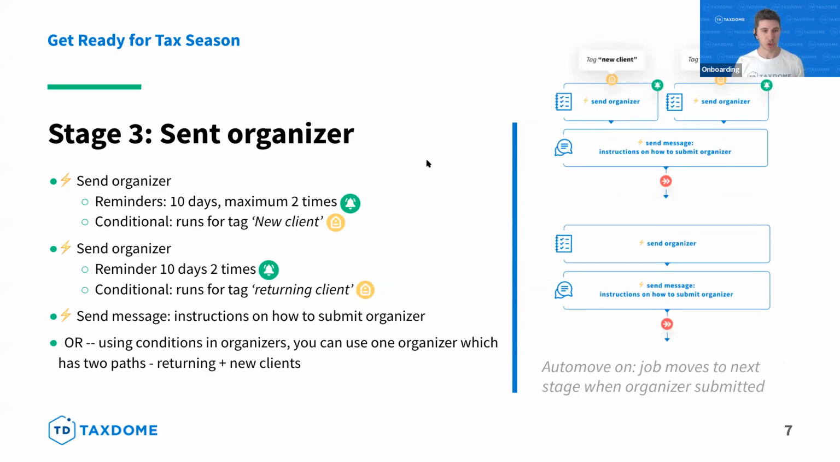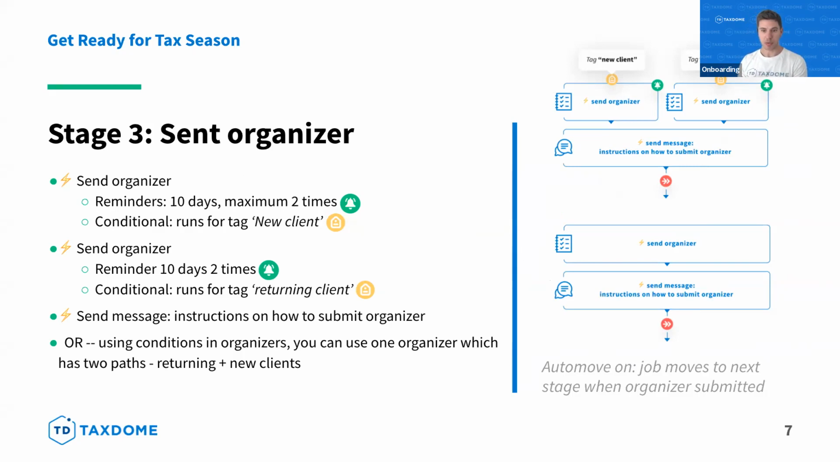Okay, so super, super simple. And again, the organizers can also have reminders on it. This is this little green icon. This little green bell means that your client is going to get reminded in 10 days with a maximum of 2 reminders. This is all fully customizable for you. Now, in this stage, we cover 2 separate different approaches.